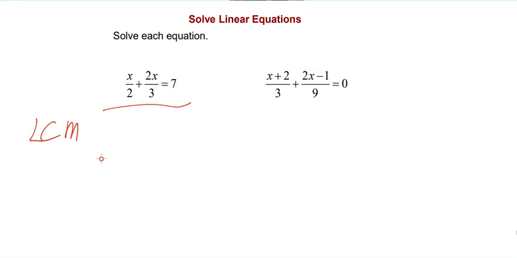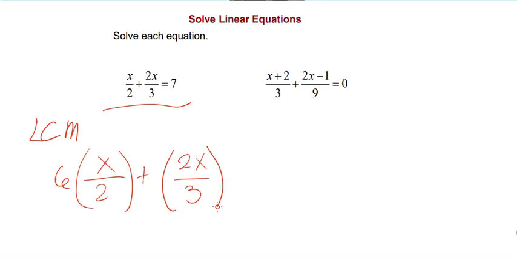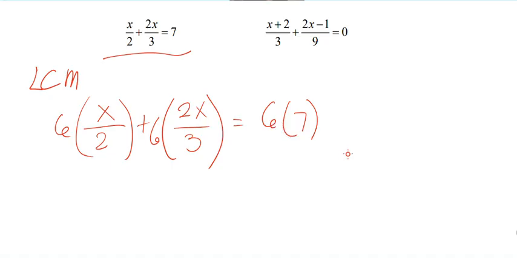So to solve it, we're going to multiply both sides by 6. That's going to be x over 2 times 6 plus 2x over 3 times 6. Remember, we multiply that one by 6 also, and it equals 6 times 7. Now we find the answer. 6 divided by 2 is 3, and 3 times x is 3x.